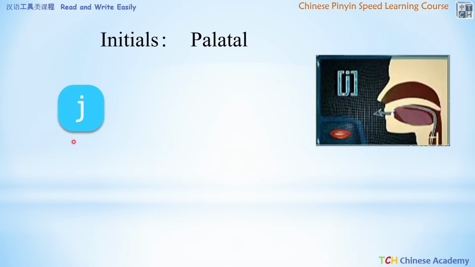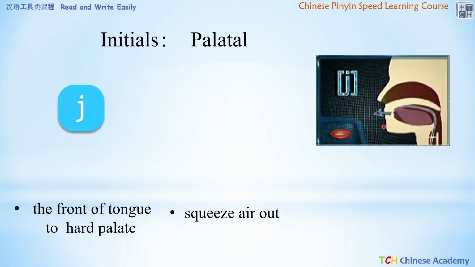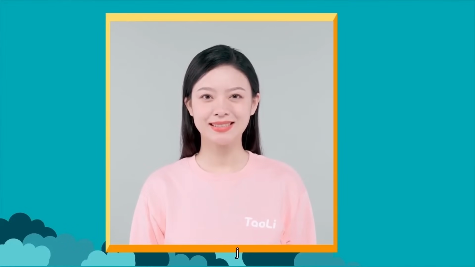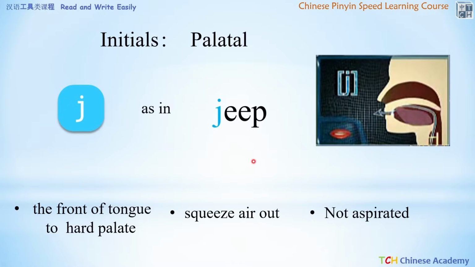The first one is J. When pronouncing this sound, we need to raise the front part of the tongue to the hard palate, then press the tip of the tongue to the back of the lower teeth, and then let the air out. The sound is not aspirated, just as in the English word Jeep. J.